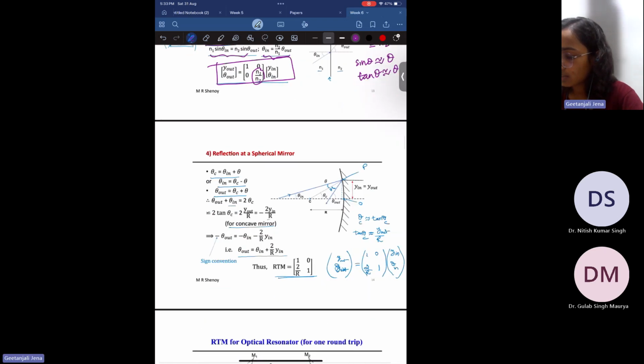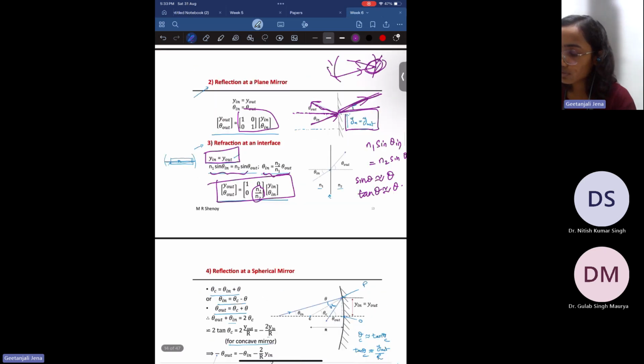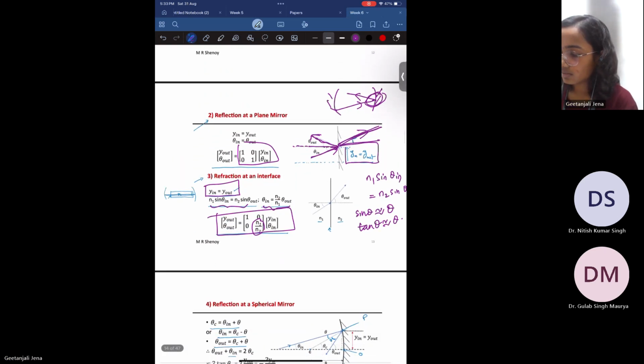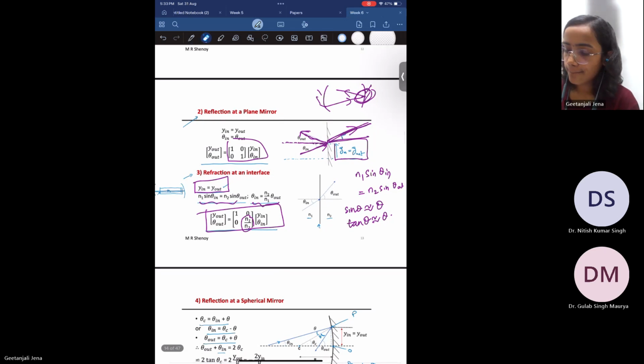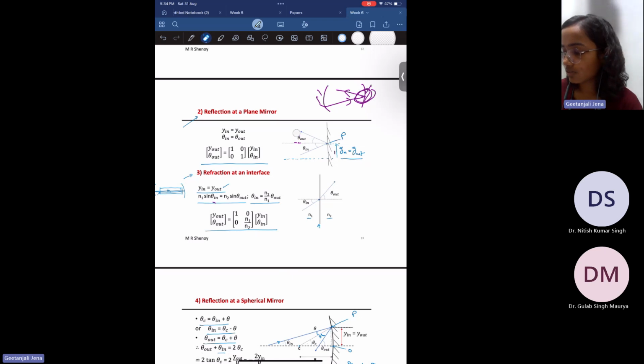So now let us see the reflection at a spherical mirror resonator. Okay. Up to this, is everything clear? So we have seen the reflection, refraction, and propagation in a plane mirror resonator. Now we'll see the spherical part.